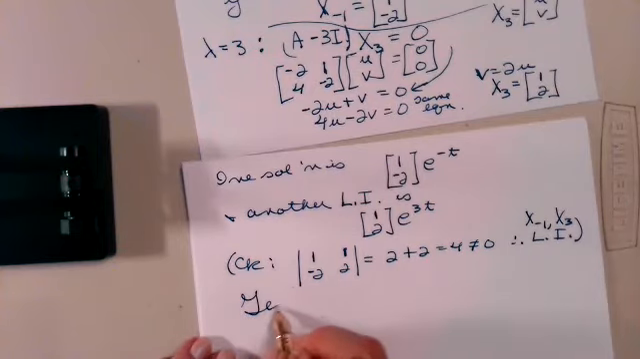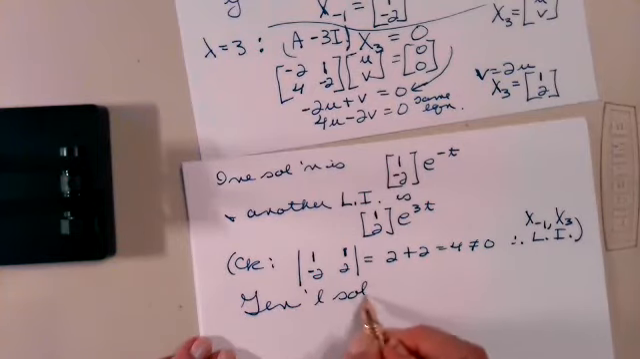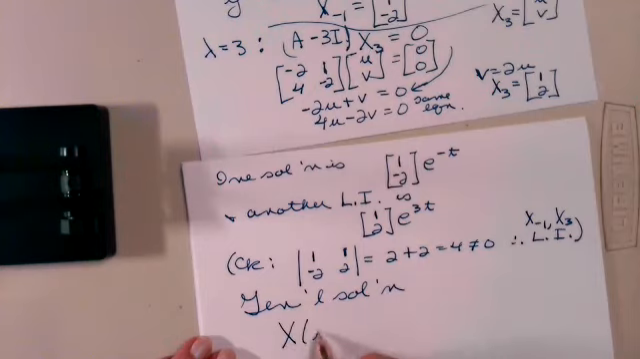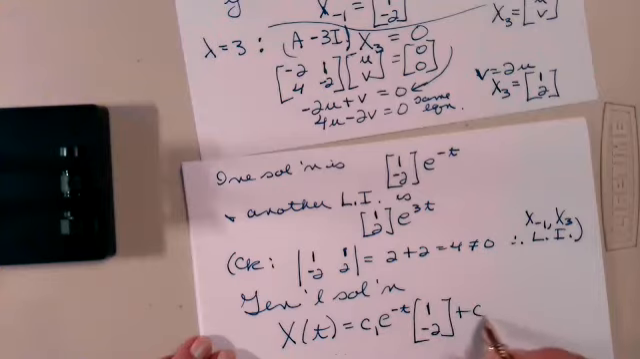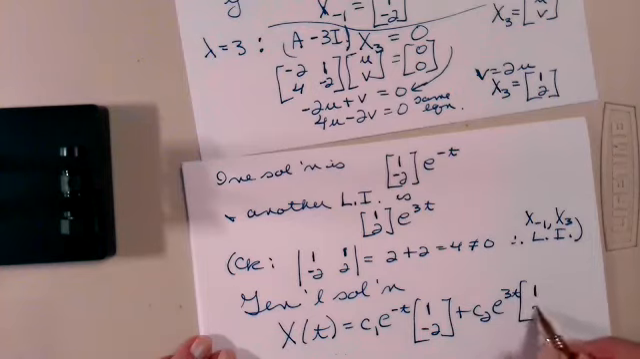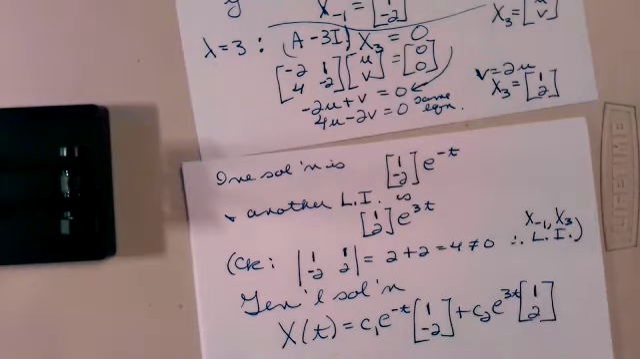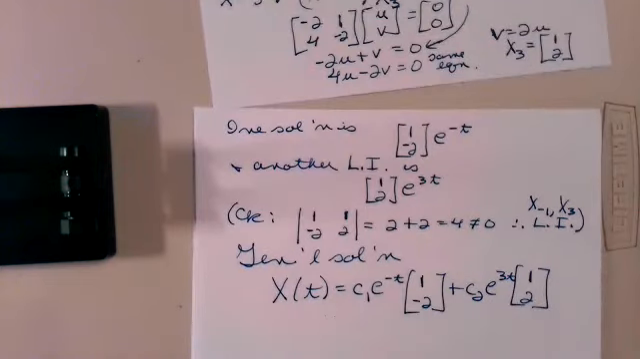So that means that you have two linearly independent solutions of our matrix equation. So the general solution of the matrix equation is C1 times e to the minus t times the vector (1, -2), plus C2 e to the 3t times the vector (1, 2). Okay, so that's our solution to that first order system of equations, which was written as a matrix system in this case.